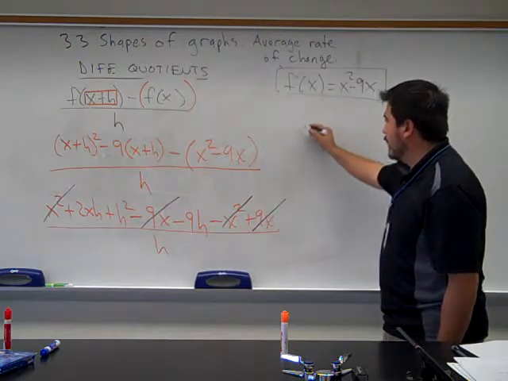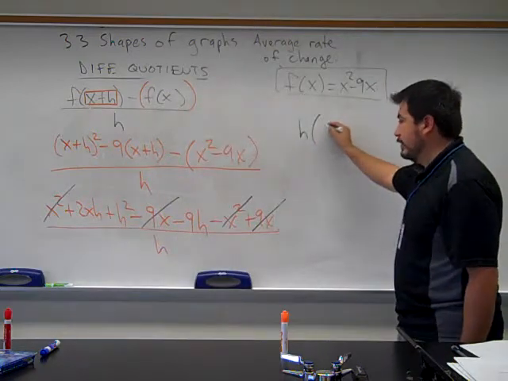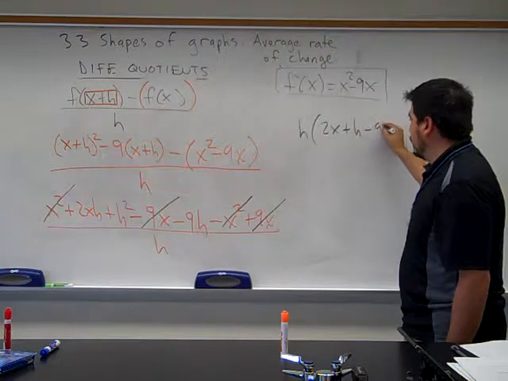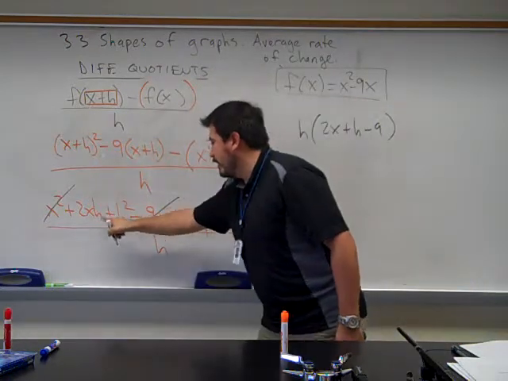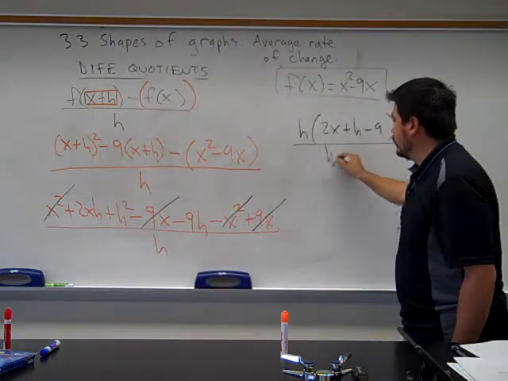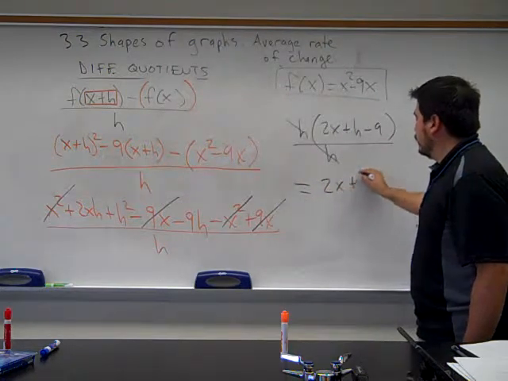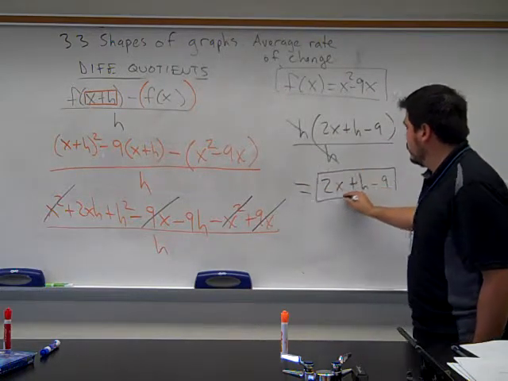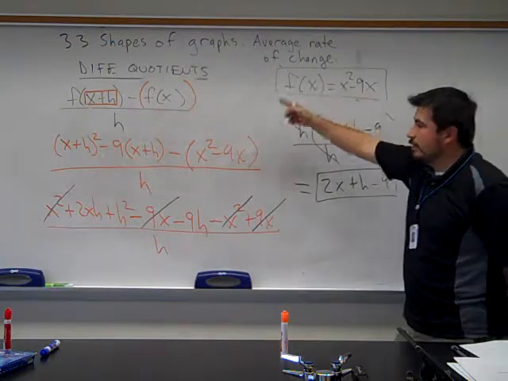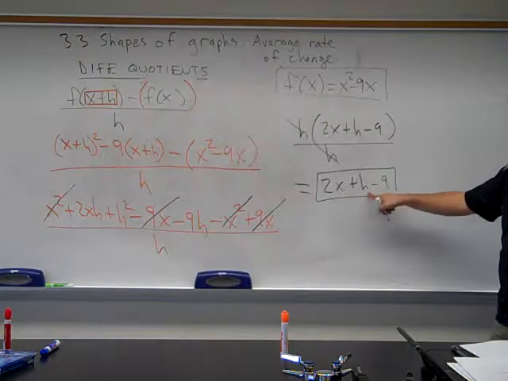So what can I do? Well, I know that the numerator, every term has an h, so I'll factor it out, and I get 2x plus h minus 9. So if I take h out of this, h out of that term, and h out of this term, here's what I have left. And that's all over h, and oh look, h's cancel. So your final answer, if f of x equals this function, and you're wanting to evaluate this difference quotient, would be 2x plus h minus 9.